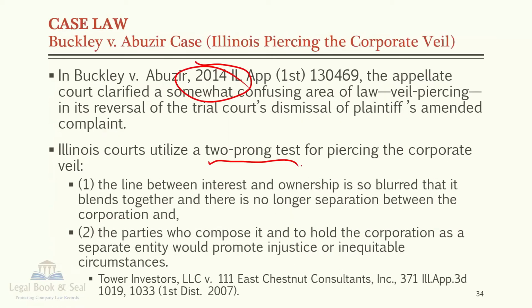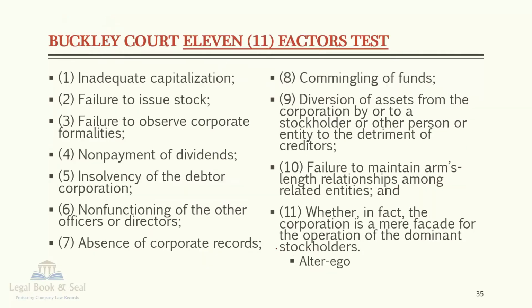The line between the interests and ownership was so blurred that it blends together and there's no longer a separation between the corporation. That's what they were trying to determine. And two was, did the parties who composed it, and to hold the corporation as a separate entity, would promote injustice or inequitable circumstances? They really applied 11 factor tests to the corporation.